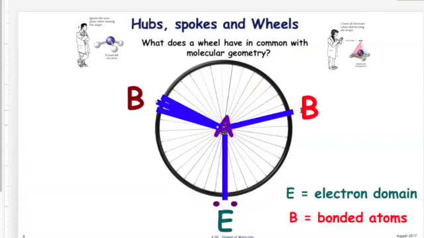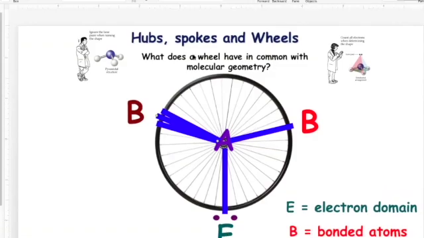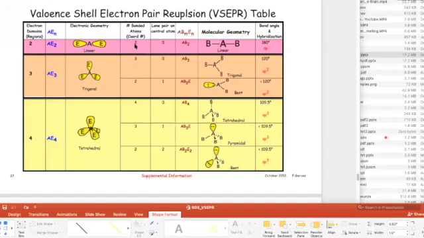If they have bonded atoms, then those are bonds. But if they have lone pairs, those are non-bonding. So you go over here: how many bonded atoms are at the end of these domains? 2, no lone pairs. The molecular geometry is linear.